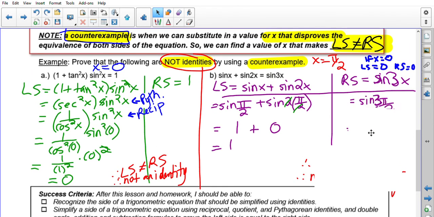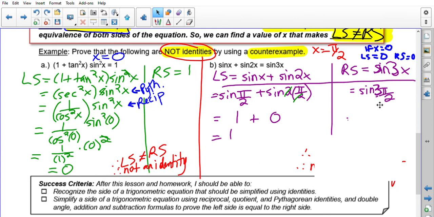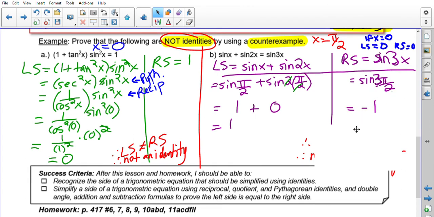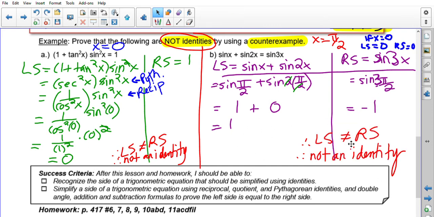For the right side, I'm going to sub in sine of 3 times pi over 2. Sine 3 pi over 2 is when it reaches its minimum, and its minimum value is -1. So this is a good counterexample because I've shown that the left side does not equal the right side. Therefore, it is not an identity.